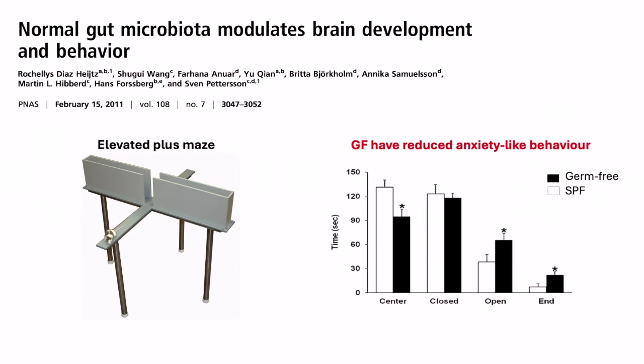Another way to test this is what we call the elevated plus maze. So it's like a giant plus sign raised off the floor, where two of the arms are what we call closed. They have sides on them, and two of the arms are open. And the idea is if the mouse is more anxious, it will spend more time in the closed arms. If it's less anxious, it will spend more time in the open arms. And in particular, they'll spend more time at the very ends of the open arms. So you see here, germ-free in black, they spend significantly more time in the open arms and significantly more time at the very ends. So again, if you don't have a microbiota, significantly lower anxiety-like behavior.